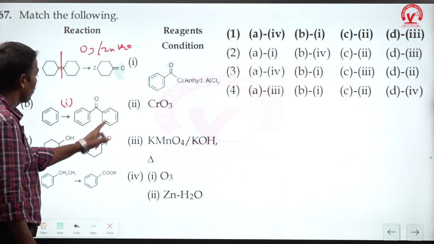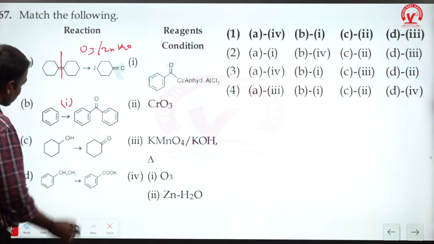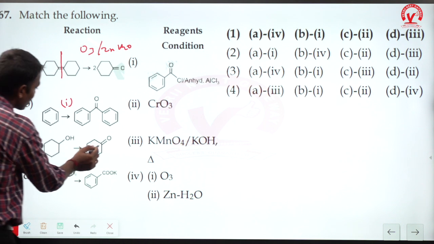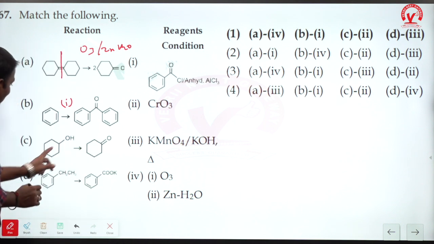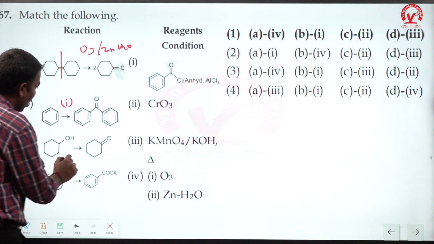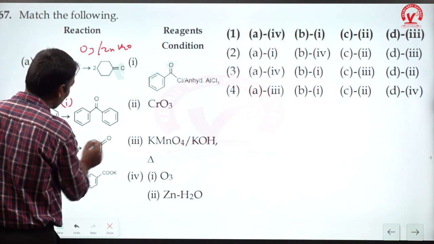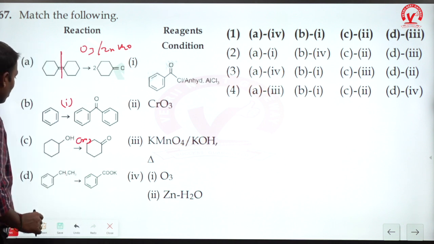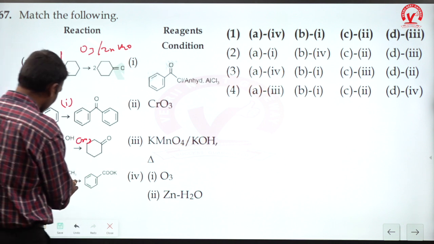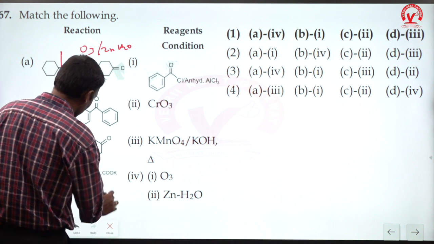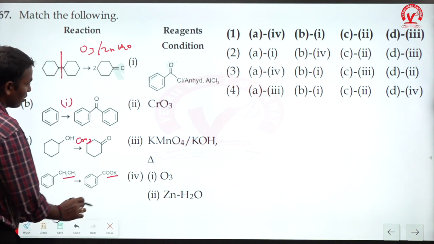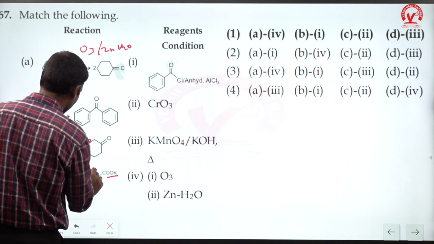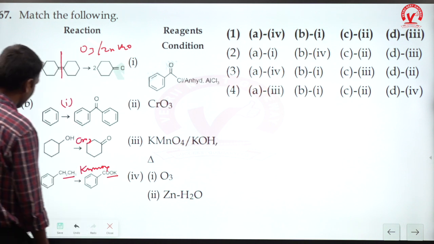Benzene is converted to biphenyl, right? Next, alcohol changes to ketone, that is, secondary alcohol changes to ketone. Here oxidation takes place. For oxidation we have to take CrO3, Jones reagent, right? Then the CH2CH3 hydrocarbon chain changes to the acid part. That needs a strong oxidizing agent like KMnO4. KMnO4 is the correct relation here, right?